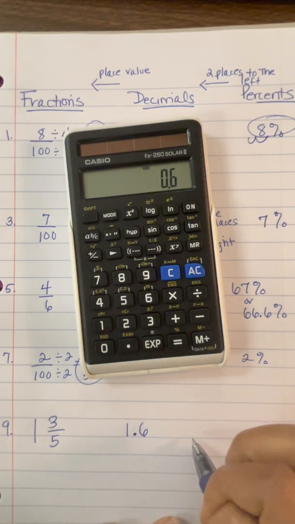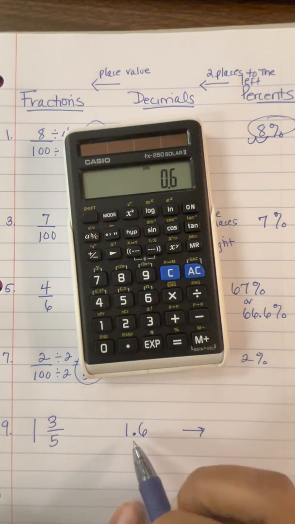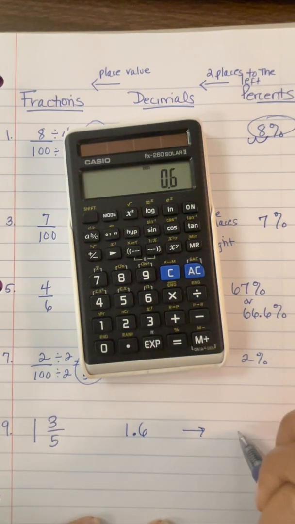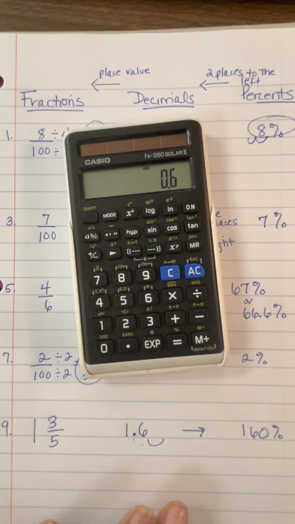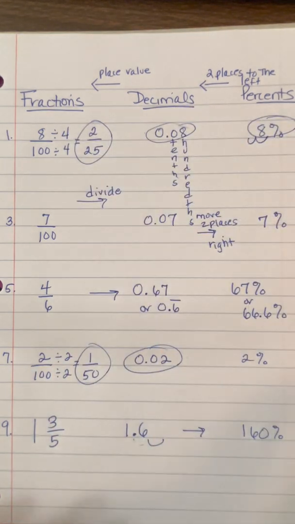Now, in order to go from a decimal to a percent, you move your decimal 2 places to the right. So this will be like 1, 2. So that'll be 160%. Okay, 160%. So far so good. I'm looking for any other examples, but that's about it.